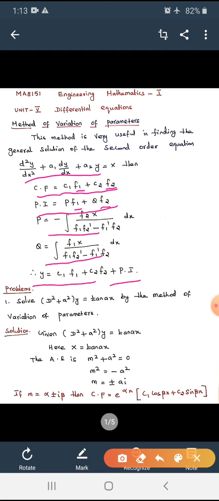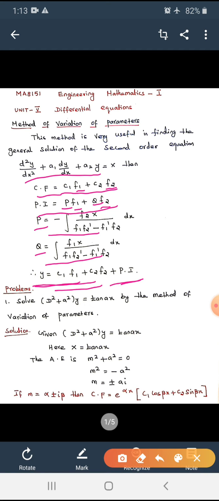After this, you want to calculate capital P and capital Q using the formulas. After calculating P and Q, we can form the solution y. Y is complementary function plus particular integral. So this is complementary function and particular integral. After calculating, we can substitute here.